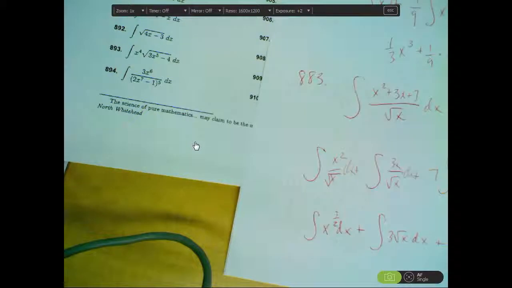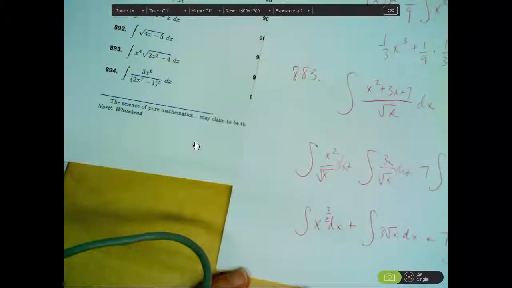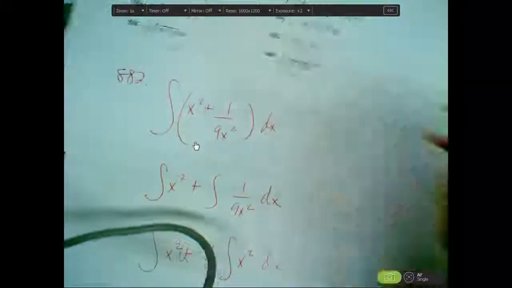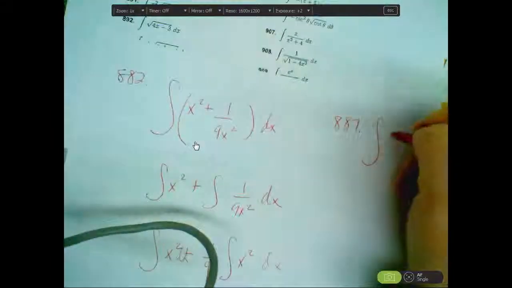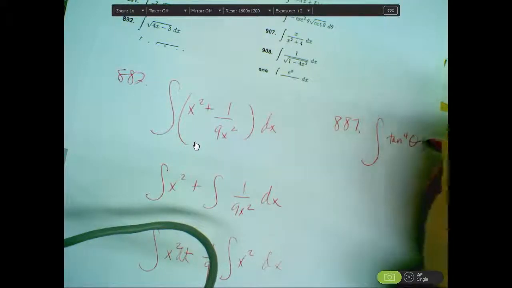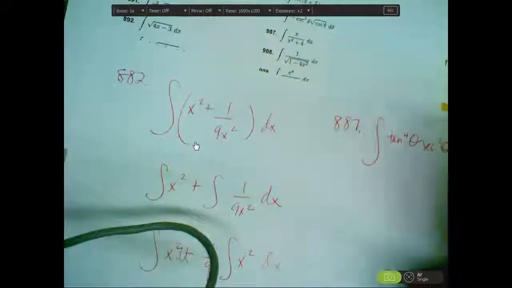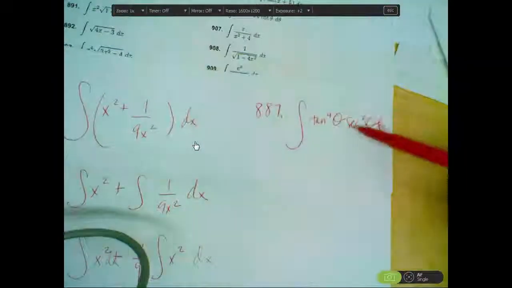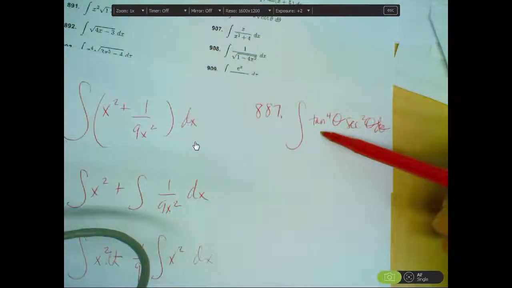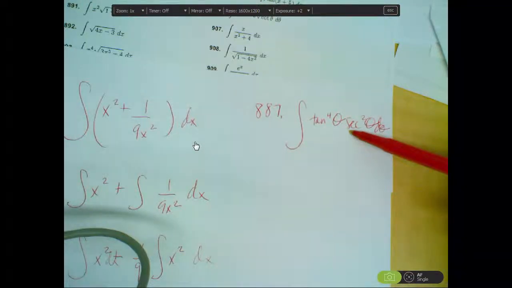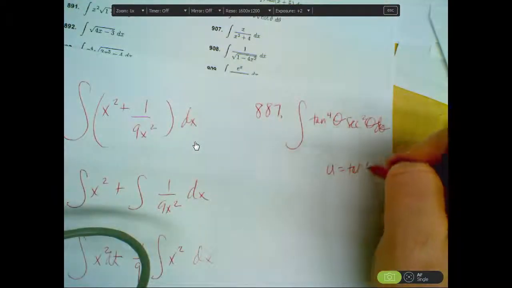Let me find another one that has a substitution. All right, let's look at 887. That's going to require me to remember my integrals of trig functions. 887, the integral of tangent to the 4th theta secant squared theta, d theta. Well, we've done enough of these that I know that the integral of secant squared is tangent. But the derivative of tangent is secant squared. So u is going to be my tangent because I see its derivative in the problem. So I'm going to let u equal tangent theta.